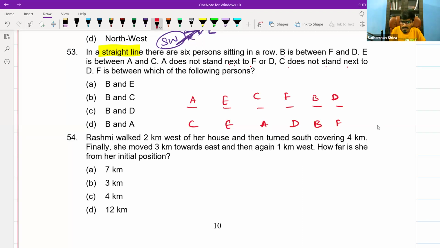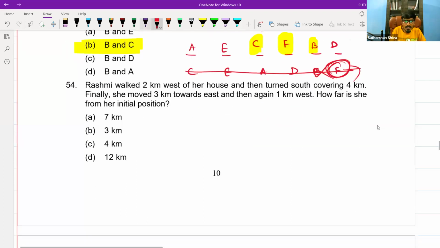C does not stand next to D. In both options, it is not standing. F is between, where is F between? F is between C and B. Is it right? Yes, C and B. Okay. This option is avoided because they are asking about C. F is not going to be the last person. So this option we will remove.